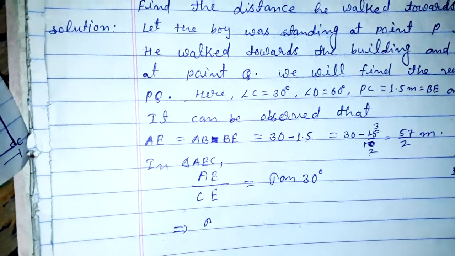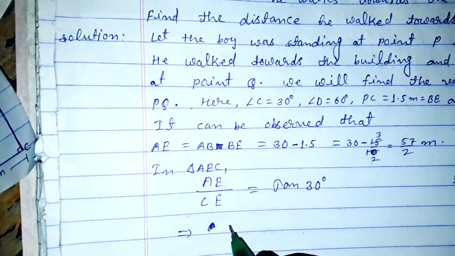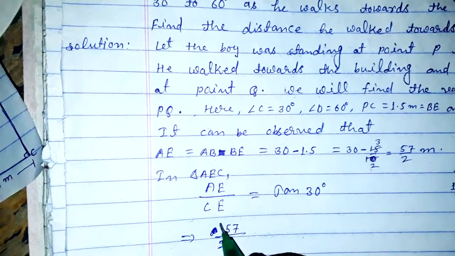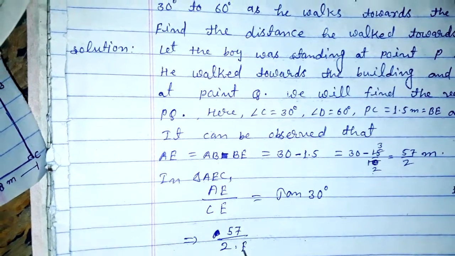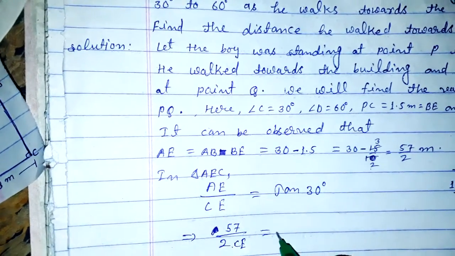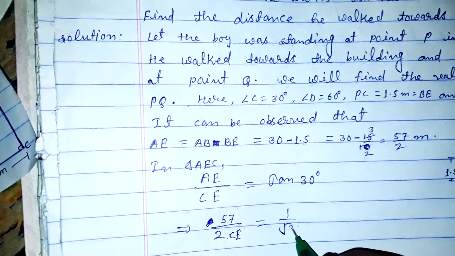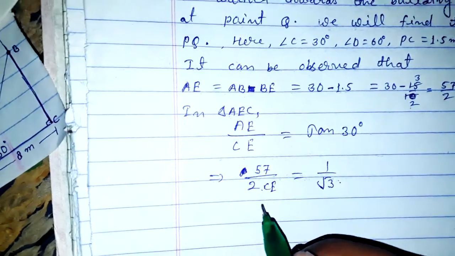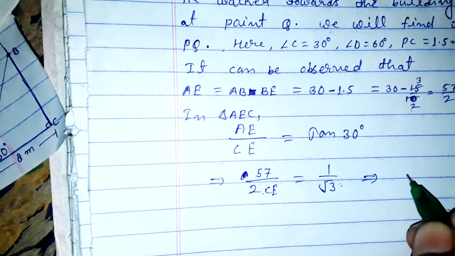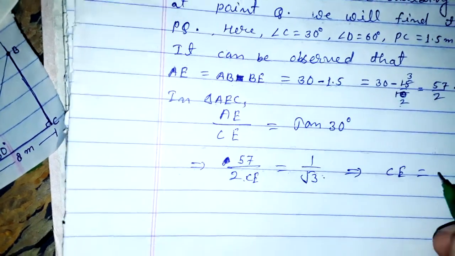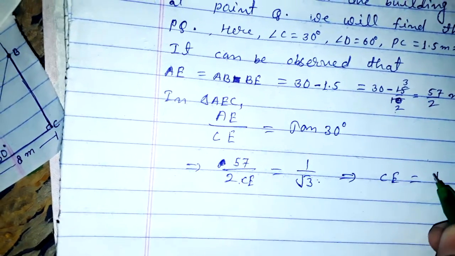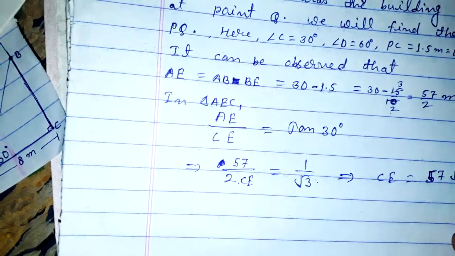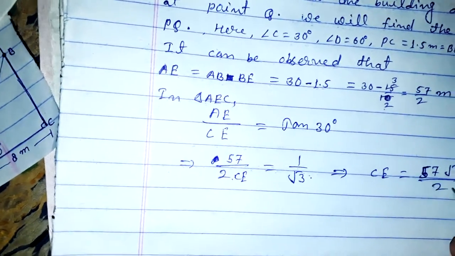So put the value of AE as 57 upon 2 into EC, is equal to tan 30, which is 1 upon root 3. So cross multiply. So CE is equal to 57 root 3 upon 2 meter.